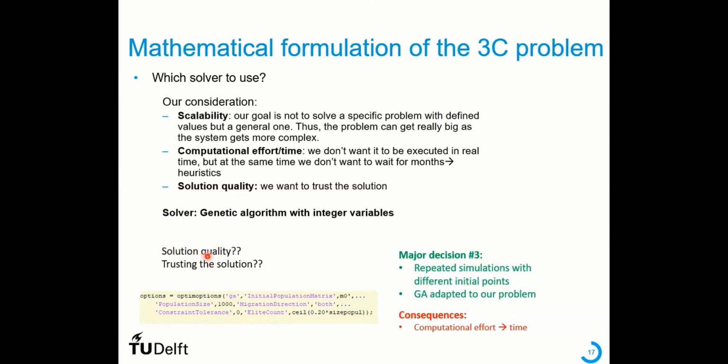But how to guarantee a minimum threshold for solution quality? What we did is that we repeated the simulation several times using different initial points. So we kept repeating the optimization one after another, and we collected all the results, and at the end we chose the best result among all simulations. Of course, this added more effort to our computation. It took more time for us to do this job.